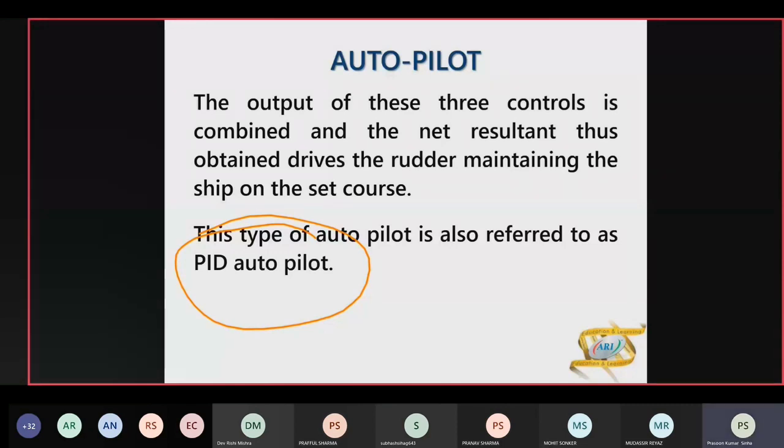For example, take another case. You have to give a large alteration. You are giving hard port, मान लीजिए. So someone give me an example. When you give hard port, what is the rudder angle that you go to? 35. 35. But is only 35 allowed, or there is more possibility of going further?